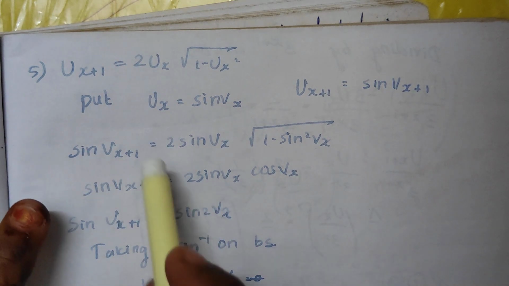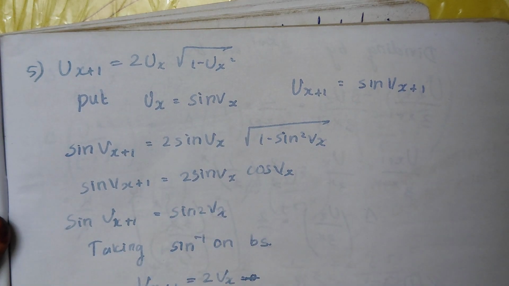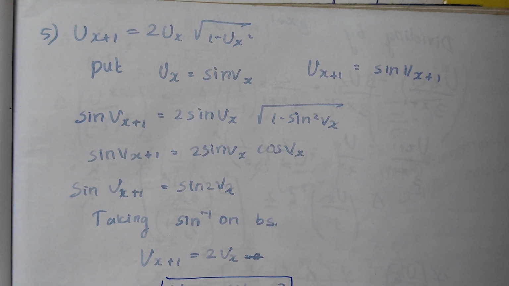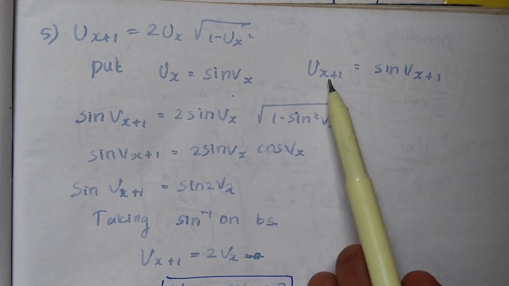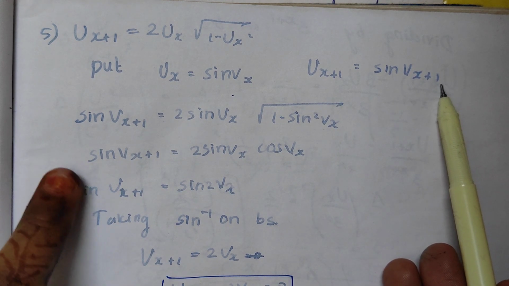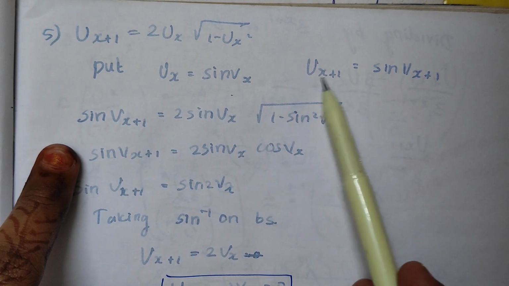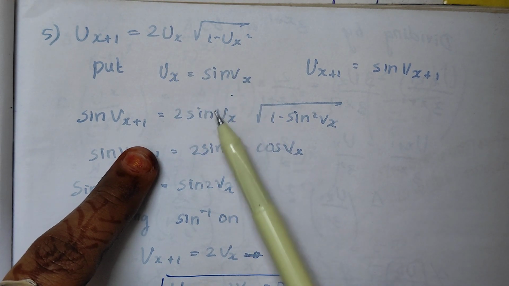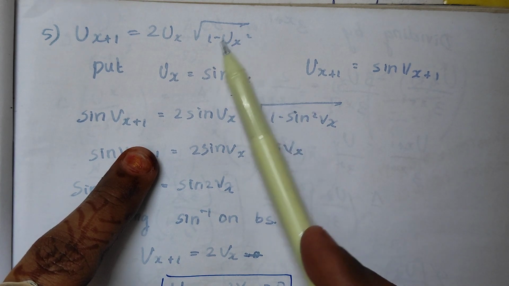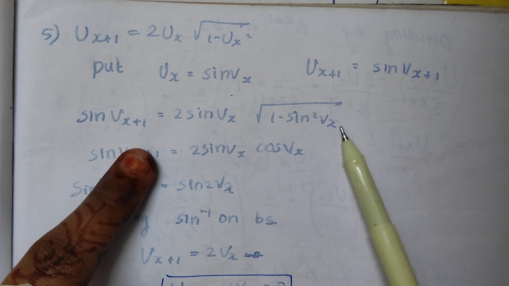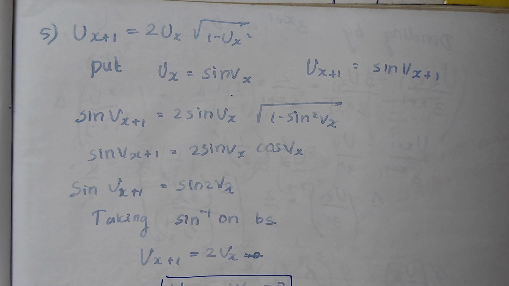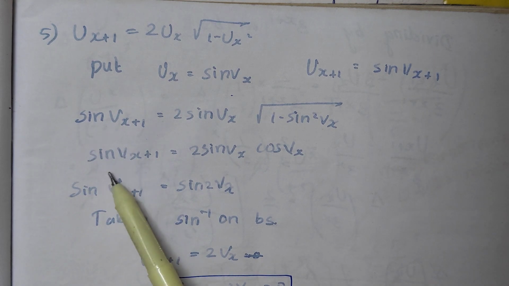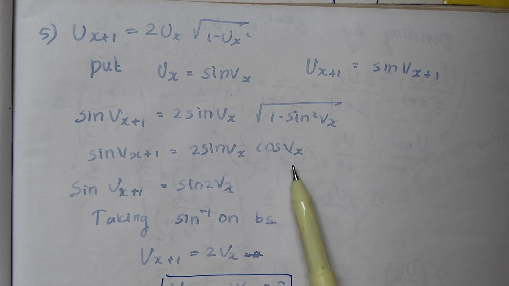First, let us keep u_x as sin v_x. I'm going to convert u_x as sin v_x, then u_(x+1) as sin v_(x+1). Just substitute here: sin v_(x+1) is equal to 2 into u_x as sin v_x, root of 1 minus u_x square as sin square v_x. So 1 minus sin square v_x will give you cos square v_x. Already we are having one root, so that square and root will get cancelled. You will get cos v_x. So sin v_(x+1) is equal to 2 sin v_x into cos v_x.